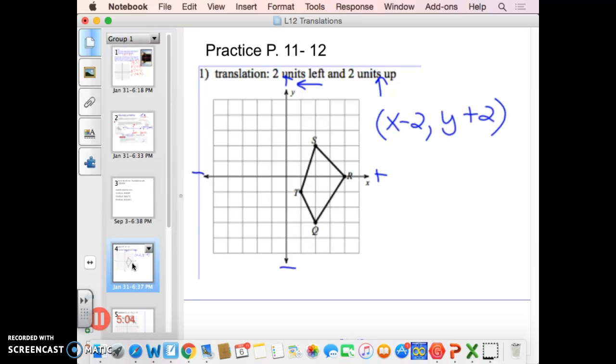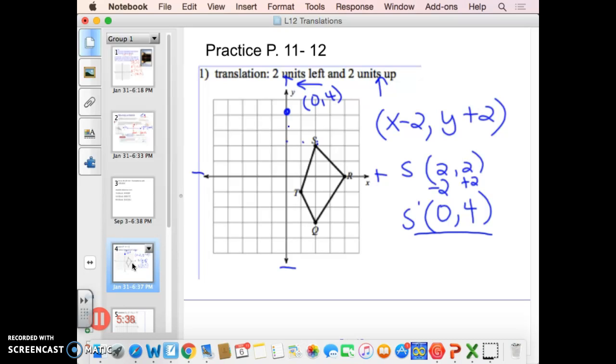So there's a couple ways to do it. I could take the coordinates of S, subtract 2 from the x-coordinate, and add 2 to the y-coordinate. So let's see what that would look like. S is currently at (2, 2). So I could subtract 2 from my x-coordinate, and add 2 to my y-coordinate to give me S prime, which would be at (0, 4). Or I can simply move the coordinate point on the grid. So I would start here, and I would move 2 left and up 2. And you can see that this is, in fact, (0, 4), which is what we got here.